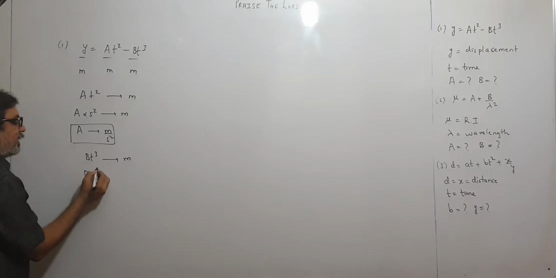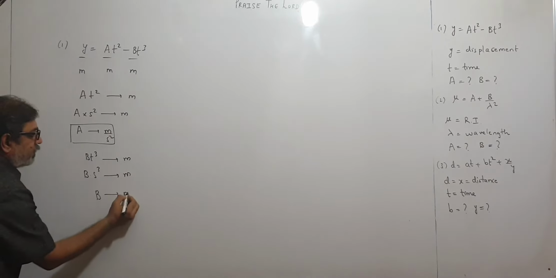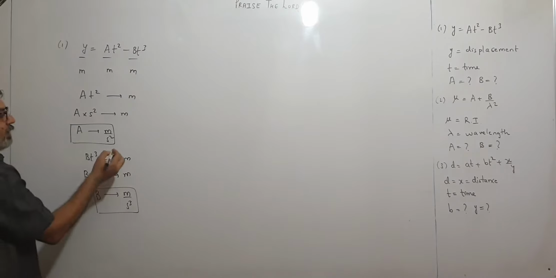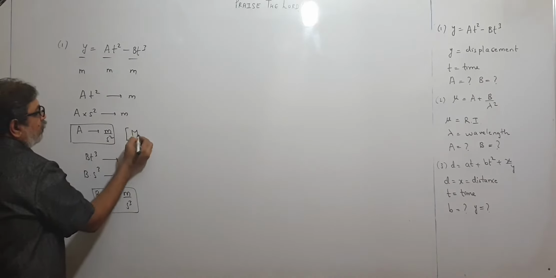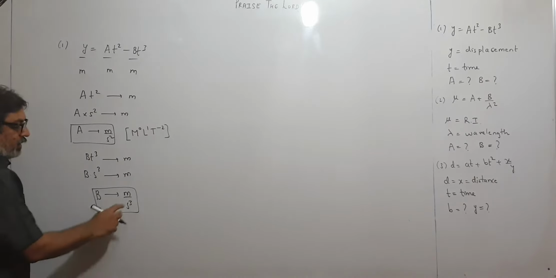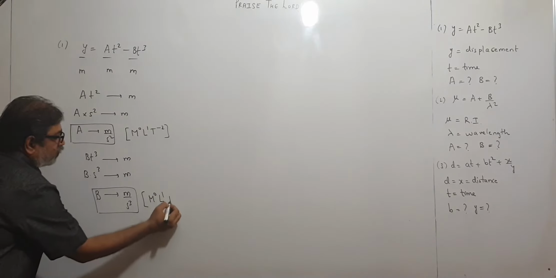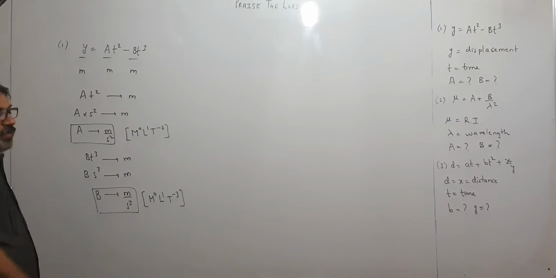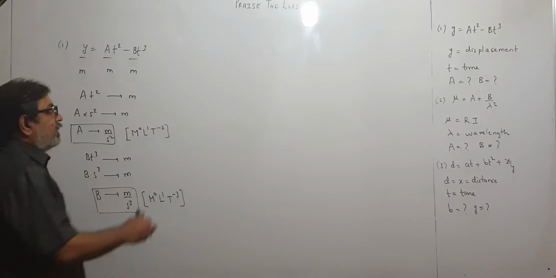So B into second cube will have unit meter. So B will have unit meter upon second cube. So what are dimensions of A and B? Dimensions of A will be meter, means there is no kilogram, L1 T minus 2. This will be how much, children? There is no kilogram, so M raised to 0, L raised to 1, T raised to minus 3. These are dimensions of A and B. Like this, we will first find the units and the dimensions.